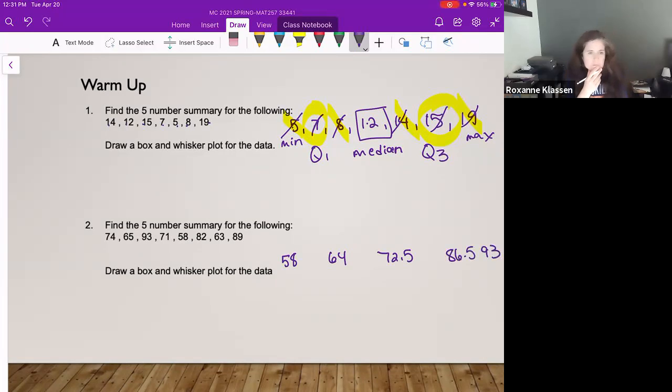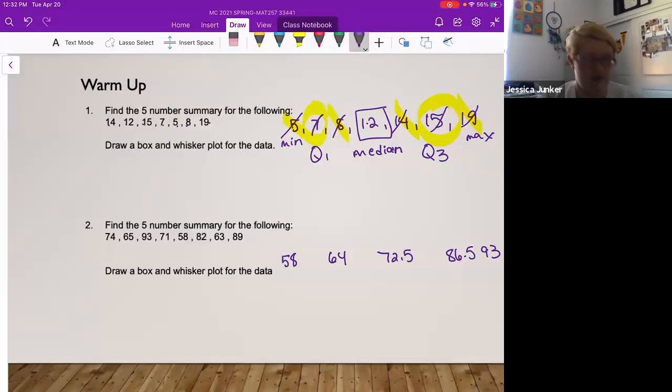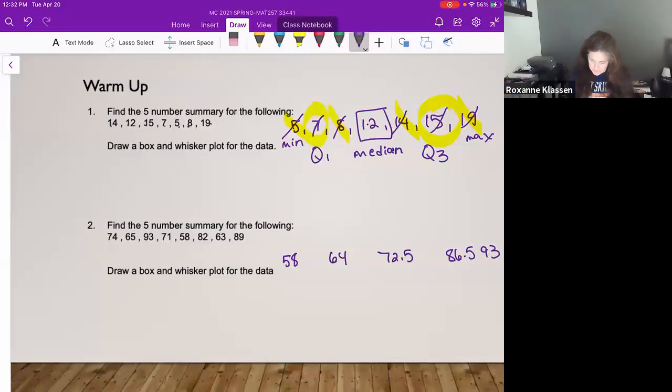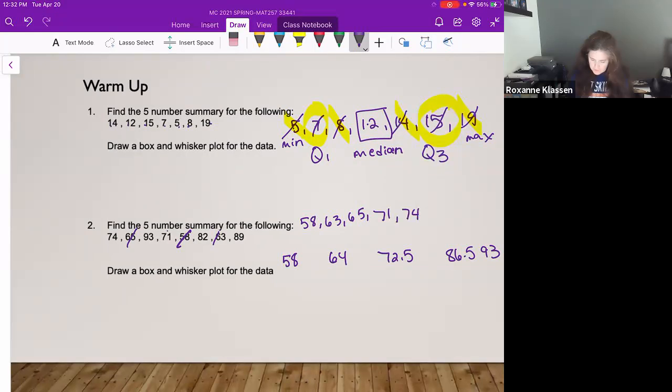Anyone agree with that? I got 85.5 for Q3, but I didn't double check it, so it might be 86.5. I got the same. Okay, Hannah, let's check. Let's put them in order least to greatest. 58, what do we have then? 63, 65. It's 85.5. I made a mistake when I was calculating. Good. I'm glad you caught it. That's awesome. It's very easy to make a silly mistake, right?